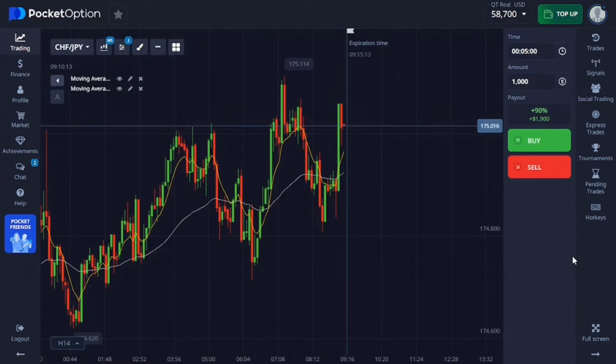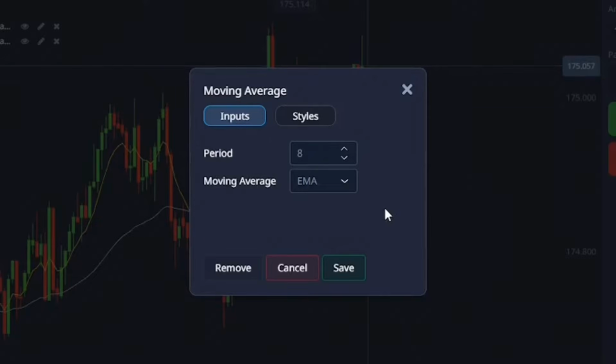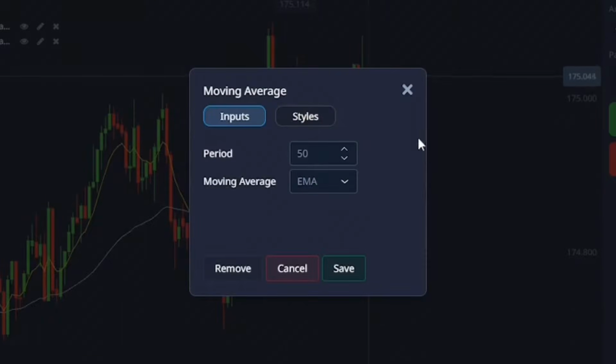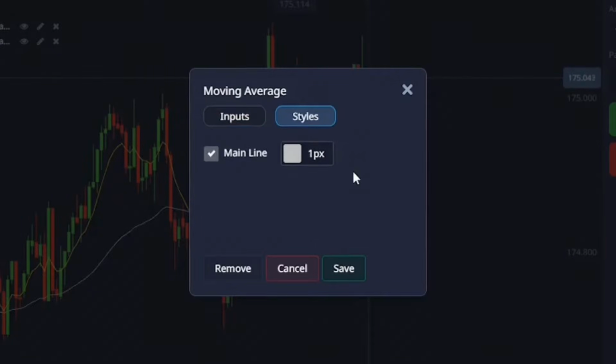Okay, so now that we've got all that out of the way, I've gone ahead and added 2 moving averages to my chart. So these moving averages will be helping us while we trade. So what I'm going to do is go ahead and show you guys the settings of these moving averages. So the first moving average, I set the period to 8 and to EMA. I also changed the line color to yellow. Now the second moving average, I set the period to 50 and to EMA as well. And I also changed the line color to gray.